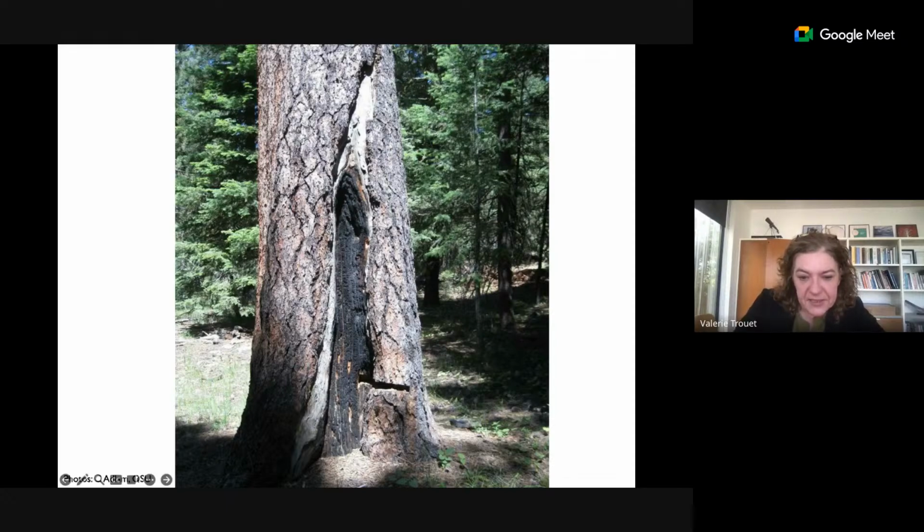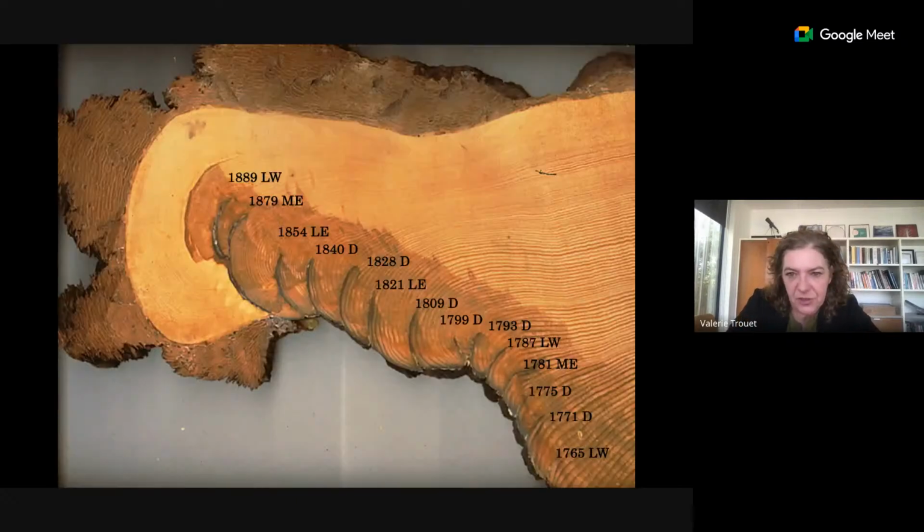When you take this kind of sample out of the tree, what you see is something like this. This is a sample that was cut in 1998, and you can see all the fire scars that it has in it. This tree had survived 14 ground fires between 1765 and 1889. You can date each ring of the sample, and then you can date the ring in which each of these fires occurred. So you can get an exact year for when each of these fires occurred.